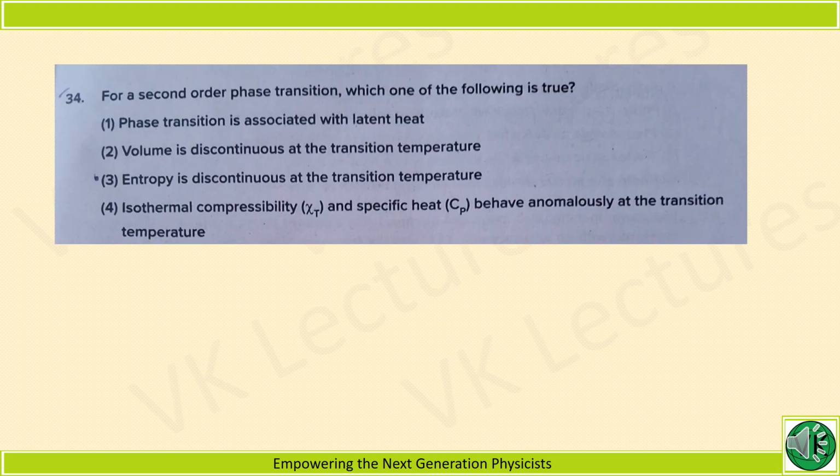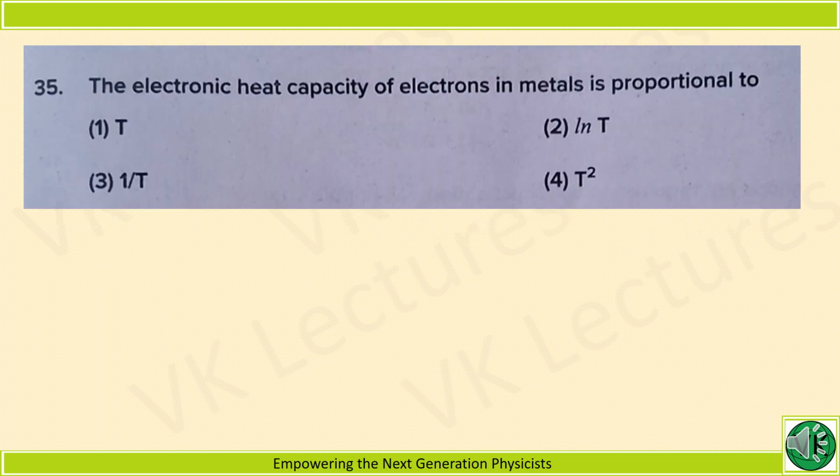For a second order phase transition, which of the following is true? The answer is the isothermal compressibility kappa T and the specific heat capacity Cp behave anomalously at the transition temperature. The electronic heat capacity of electrons in metals is proportional to T.